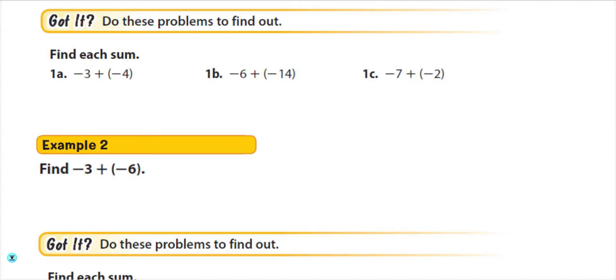So if I have same signs, -3, -4, add them together. So 3 plus 4 makes 7. Keep the sign, -7. All right, 1b. -6 plus -14. Same signs, add and keep. So add them. 6 and 14 makes 20. Keep the sign so it's negative.